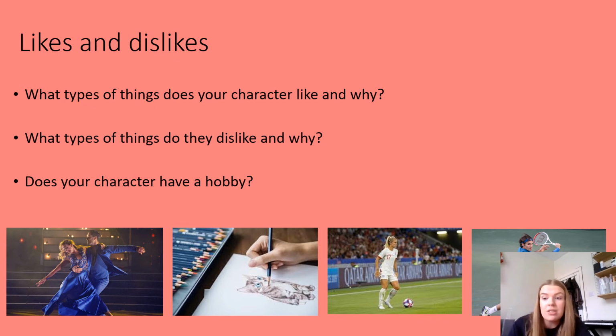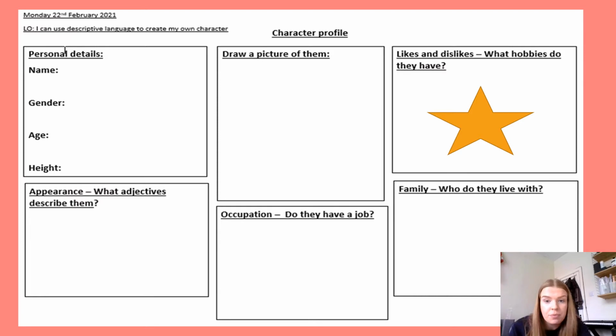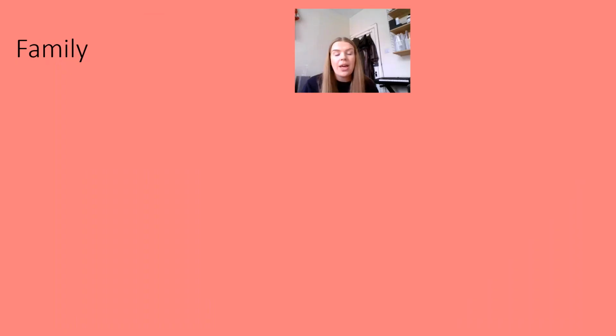Okay, so we're going to fill in the next box then. That looks like this one. It says likes and dislikes, and you need to tell me the hobby and then something that they like and something that they dislike in that box. So pause the video and have a go at that one. Okay, so you should all have told me a hobby that your character has and something that they like and something that they dislike. Brilliant if you've done that.